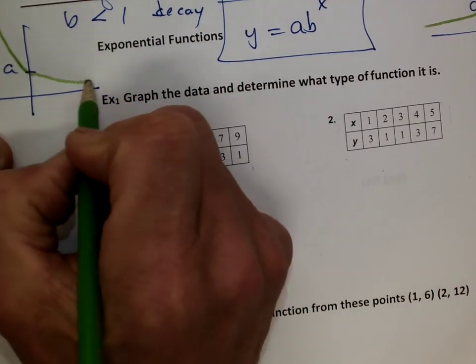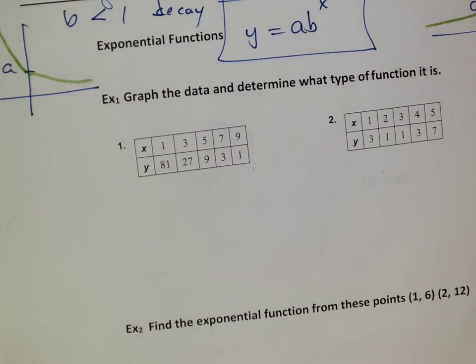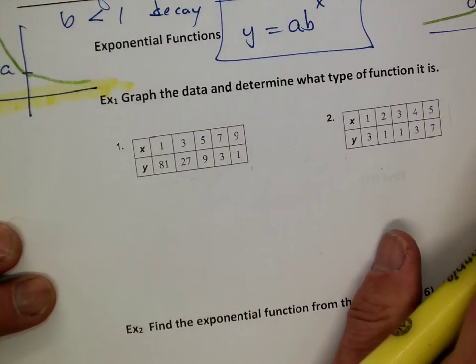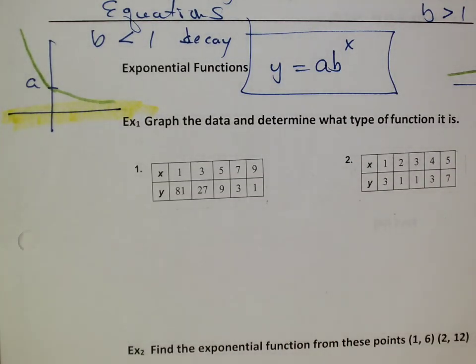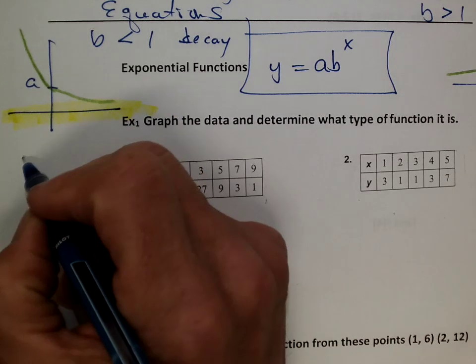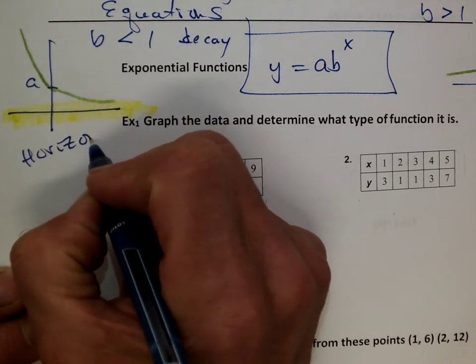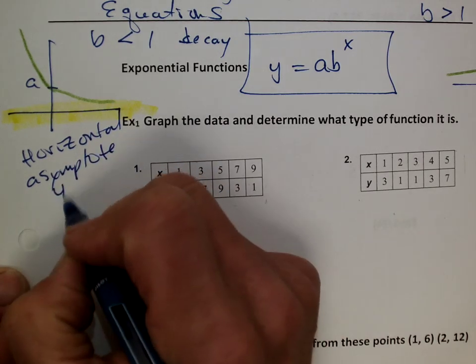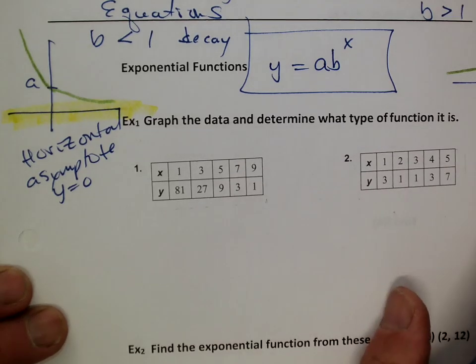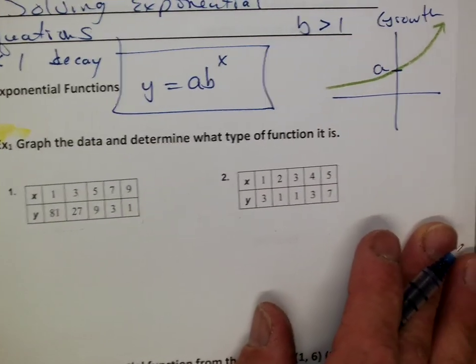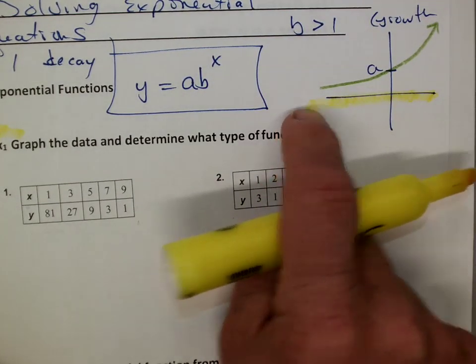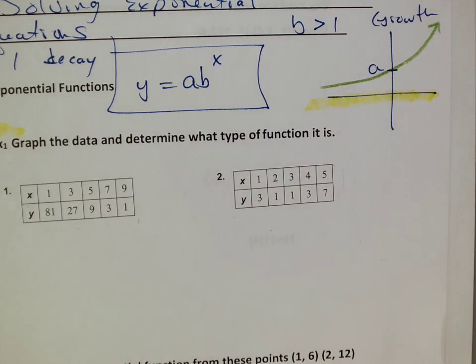Now, if I keep going half of a half, half of a half of a half, it will never equal 0. So you have a horizontal asymptote there at y equals 0, because it will never reach 0. And the same thing on the other one. I'm also going to have a horizontal asymptote, because as x becomes negative, it gets closer and closer to 0, but it will never reach 0.